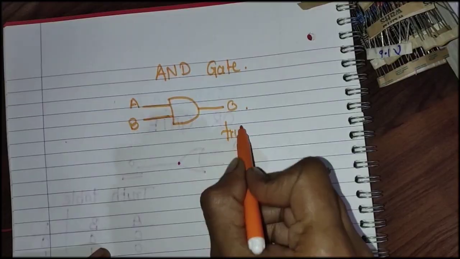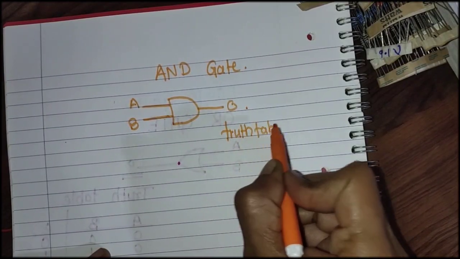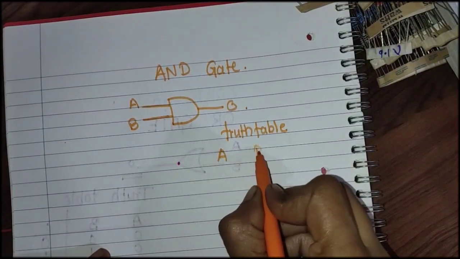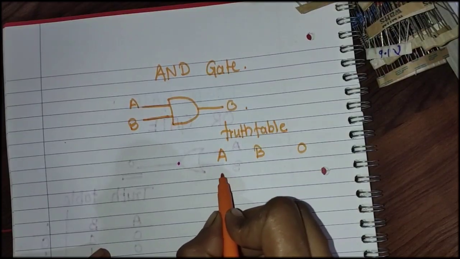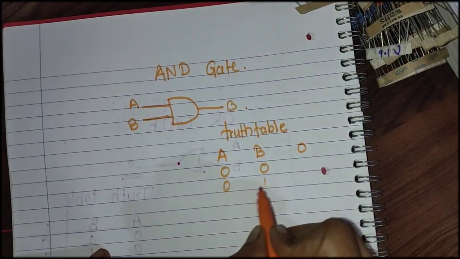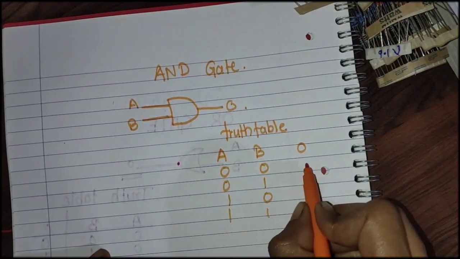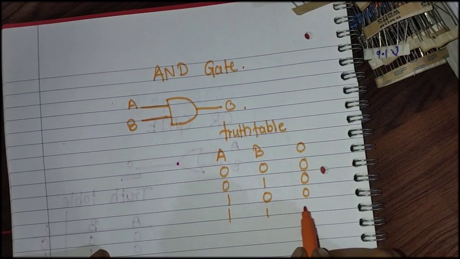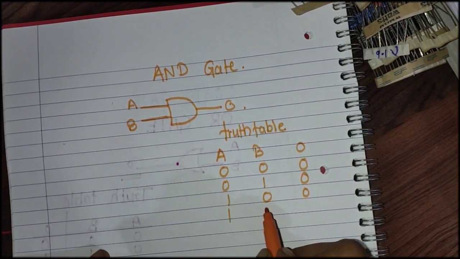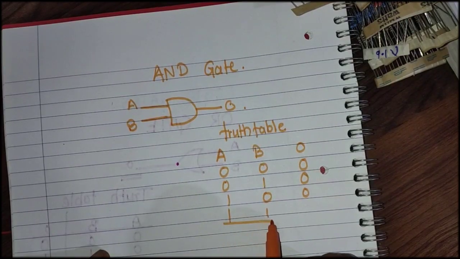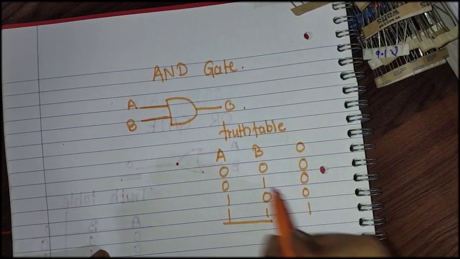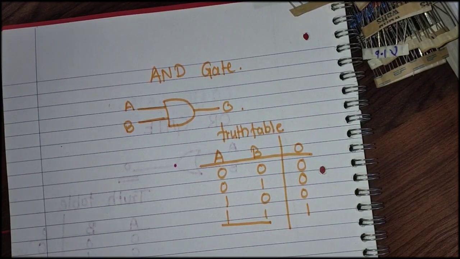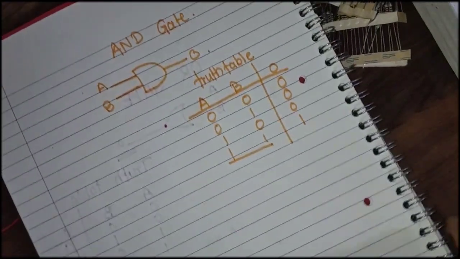So the truth table of the AND gate is: if any one of the inputs is low, the AND gate will not give you the output. The AND gate will only give you output when both the inputs are high. So that's the difference. We get 0 if both are low, or if any one of the inputs is low. But when both inputs are high, we will get the output. And now we will see how it works on a breadboard.